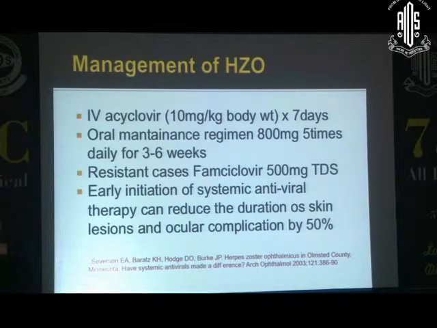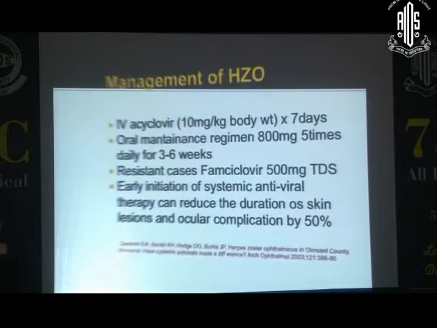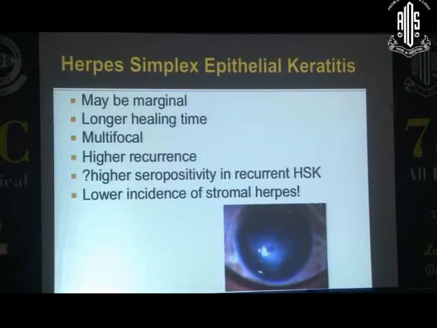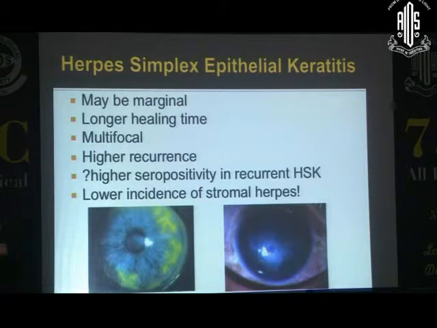Now, early initiation of systemic antiviral therapy can certainly reduce the duration of the skin lesions and ocular complications by as much as 50%. Herpes simplex epithelial keratitis, we know it's a typical dendritic ulcer, we know what it looks like, but in this case, if you see a patient with a marginal dendritic ulcer, multifocal, many dendrites, or patients having recurrences and showing the longer healing time, they may be tested for HIV.